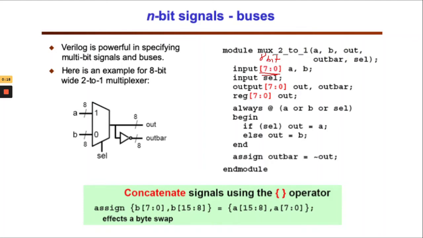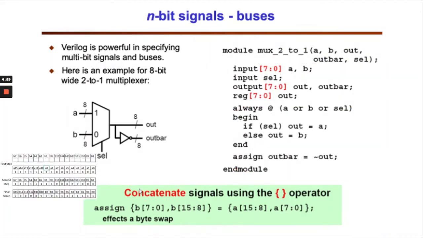So here, you're declaring both A and B inputs to be 8-bit size, and you also declare the output as 8-bit size. Then you declare the output as a register. The rest are the same here. Right? So the only thing that you need to change is the size. So that's why Verilog is easy when it involves buses, and for concatenating signals you use the operator.